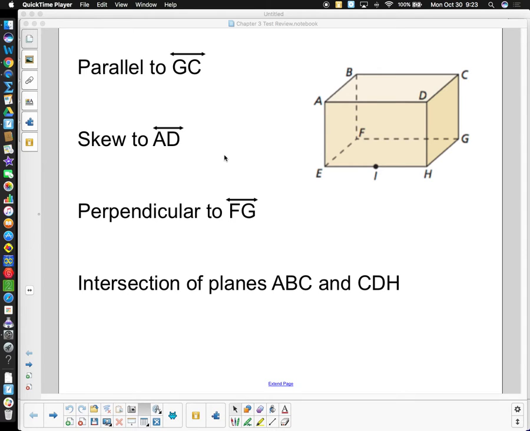All right, looks like we're going. So this is the review for the Chapter 3 test. Just a couple quick notes. There is one section on the test that's not exactly like the review, but it's pretty similar.